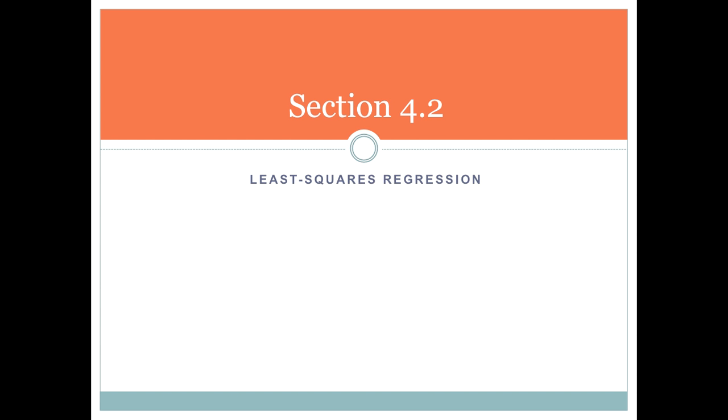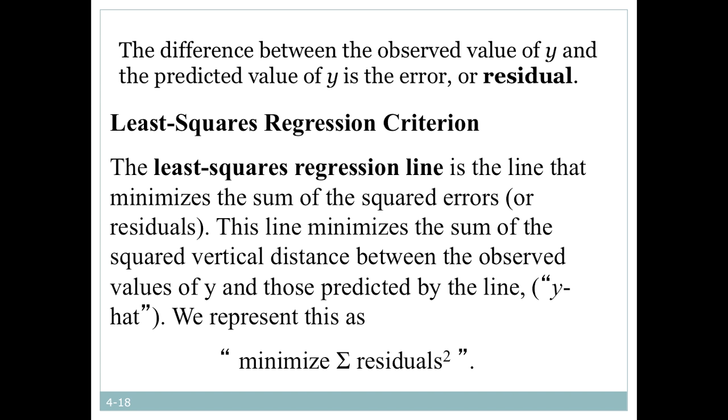Okay, so now we're going to move on to the actual regression. This is section 4.2. We're going to talk about least squares regression. One definition first, before we talk about the least squares regression line, is what we call the residual. The difference between the observed value of y and the predicted value of y is called your error or your residual. The whole point of the least squares regression line is to minimize the sum of the squared errors, or you could call it the sum of the squared residuals. The line that minimizes this sum is our least squares regression line.